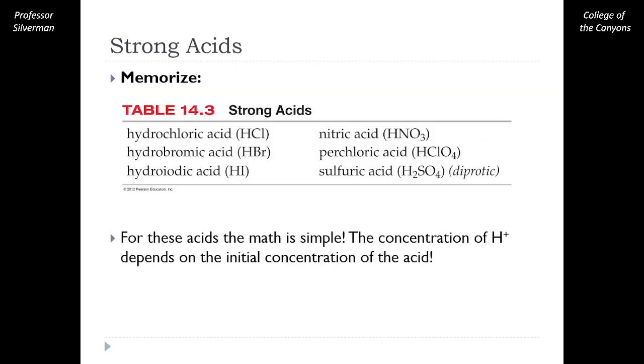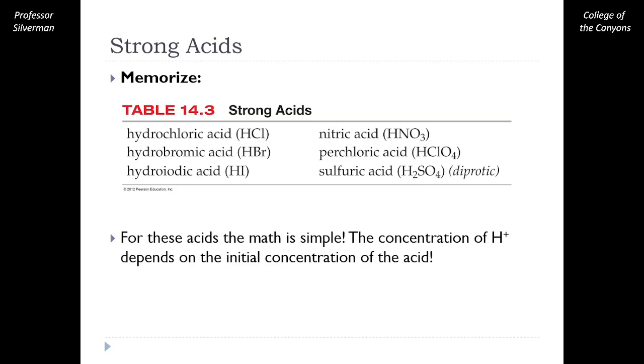As it turns out, this is an uncommon situation. When water is your solvent, we only have 6 strong acids or maybe 7 strong acids that you will come across. HCl, HBr, HI, acids from these halogens that are not fluorine, and then nitric acid, perchloric acid, and sulfuric acid. Every other acid that we see, we can assume that it is going to be weak.